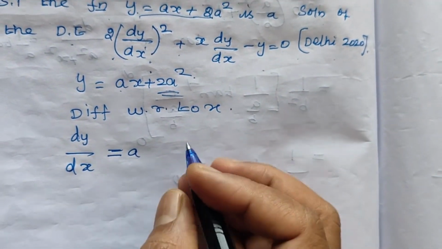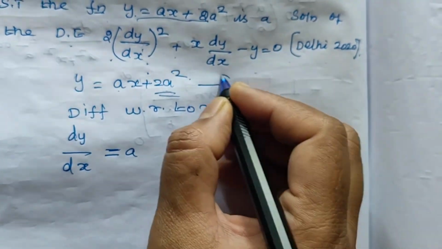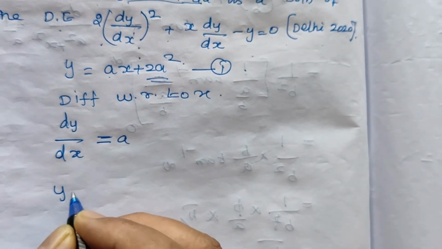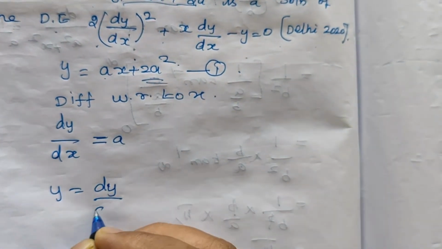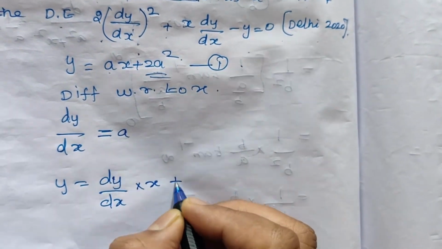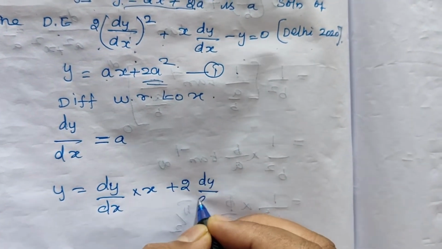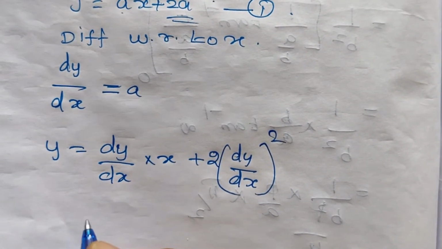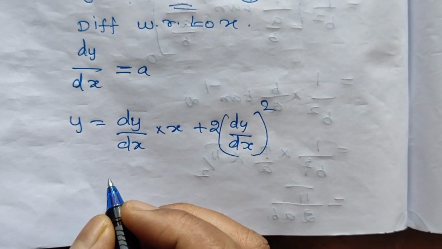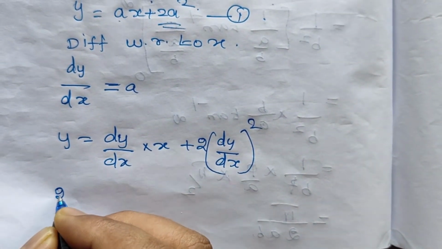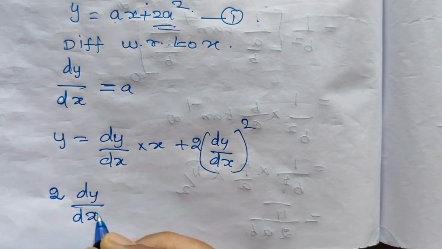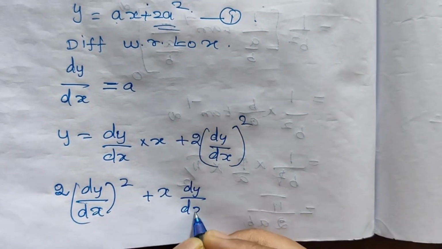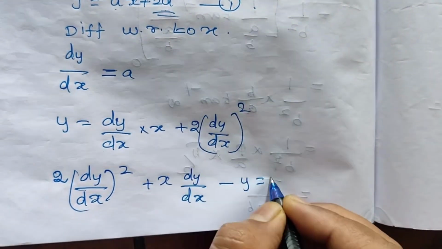So substitute the value of a in equation number 1. What you get is y equal to dy by dx into x plus 2 into (dy by dx) the whole square. Therefore, what you have to prove is 2 into (dy by dx) the whole square plus x into dy by dx minus y equal to 0.